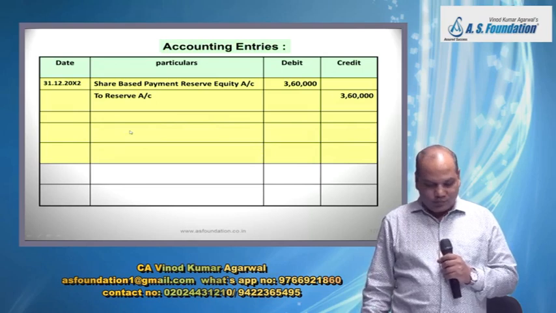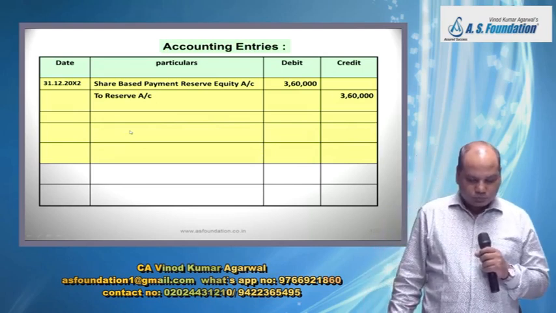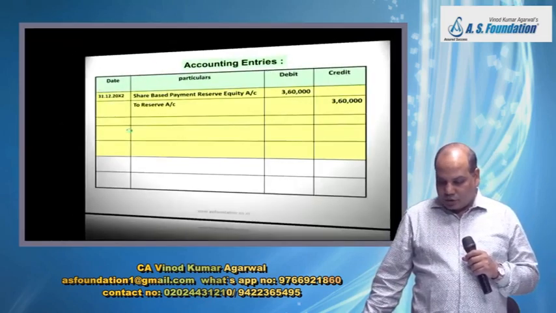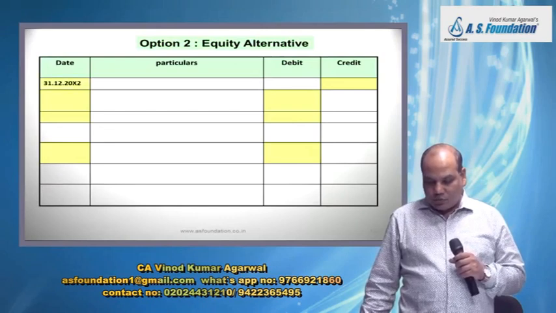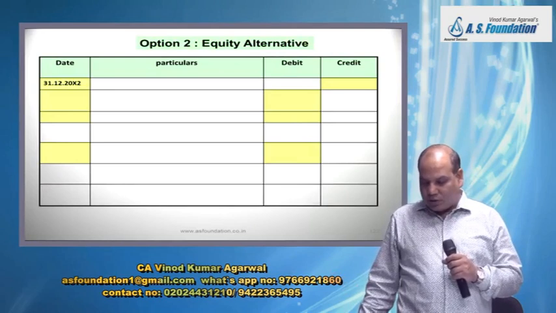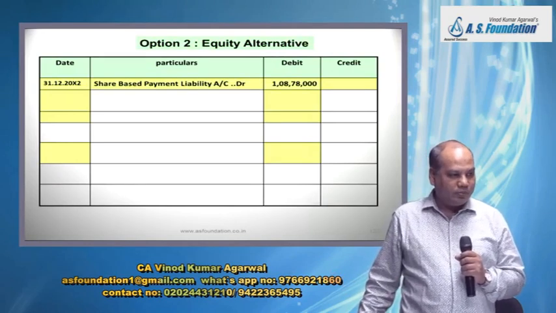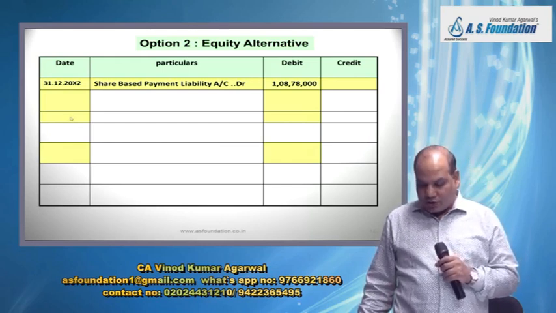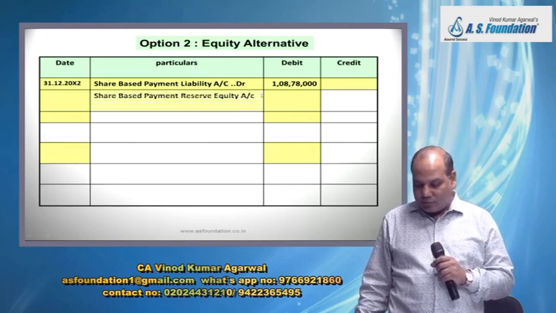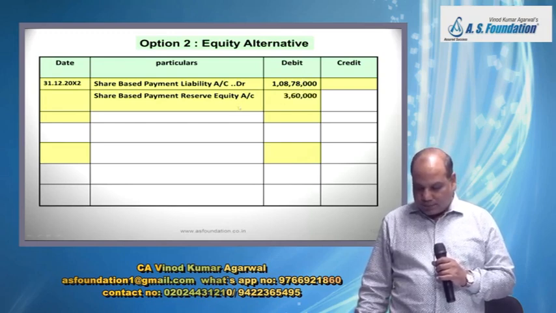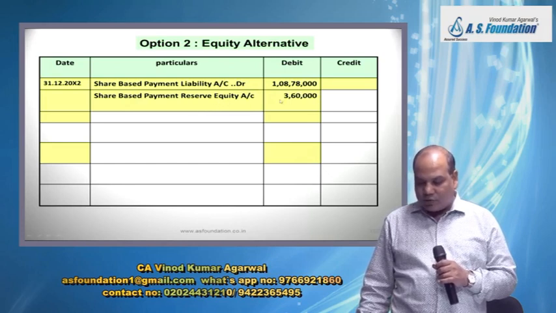Answer is not over. Alternative 2. What is alternative 2? He wants equity shares. So the balance lying in his liability account is the consideration received from him. Will be treated as consideration received from him. Share based payment liability account debit 1,08,78,000. Share based payment reserve account debit 3,60,000.